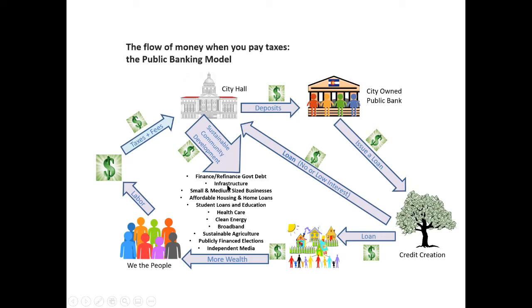Then it can go into infrastructure. Notice here that you can have expenditures on infrastructure without increasing taxes. You can go to small and medium-sized businesses. Loans to small and medium-sized businesses by big banks have really, really shrunk, so that small and medium-sized businesses find it very difficult to get loans. Affordable housing and home loans.